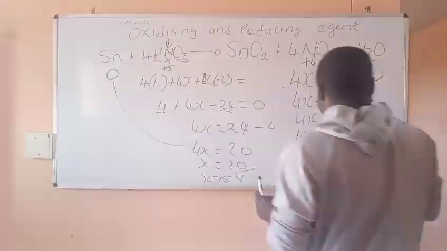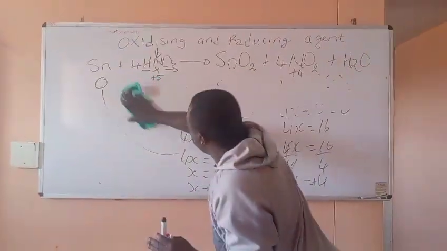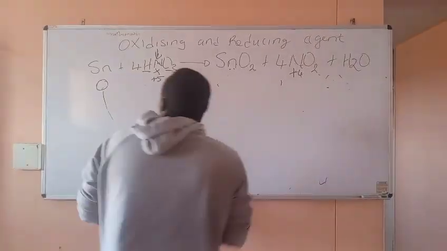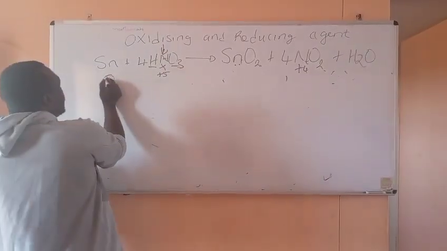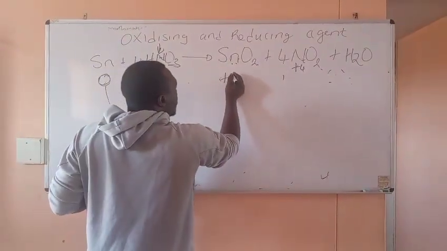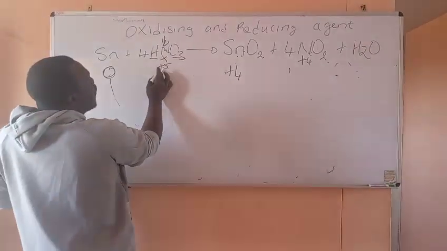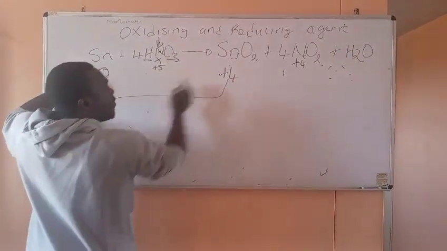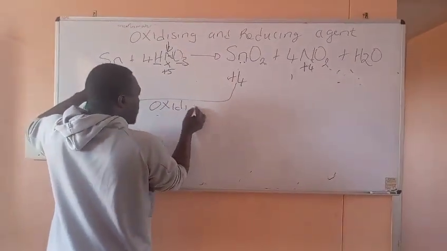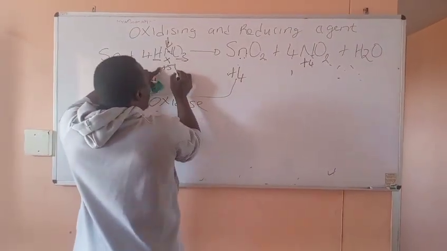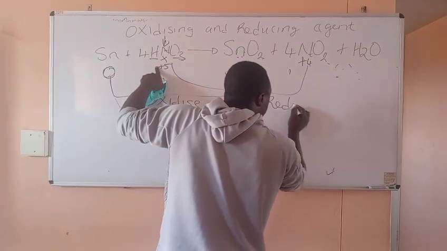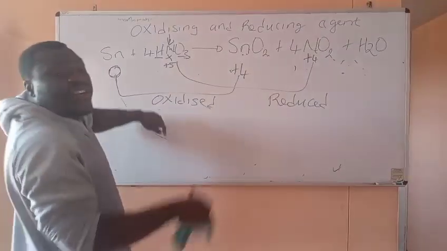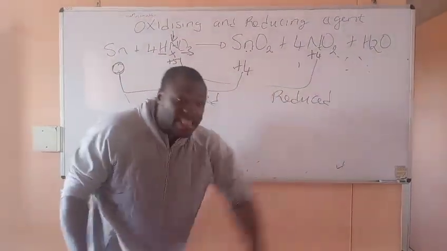Now, if you look nicely, we have proven to you that a redox reaction has already taken place. Tin moved from 0, tin here is plus 4. Nitrogen moved from plus 5 to plus 4. From this to this, small number to big number, oxidized. Big number to small number, reduced. So you see that a redox reaction has taken place. Oxidation and reduction have taken place at the same time.